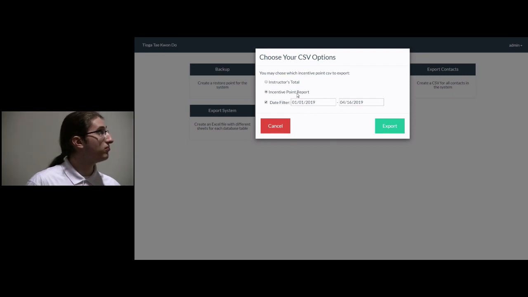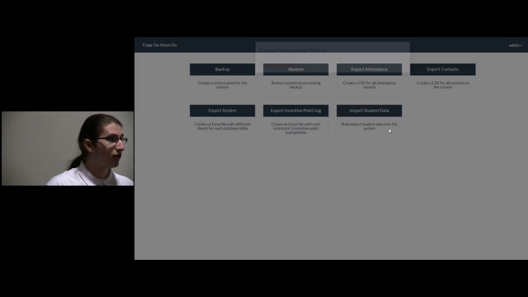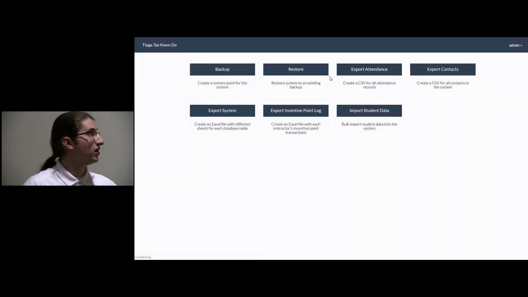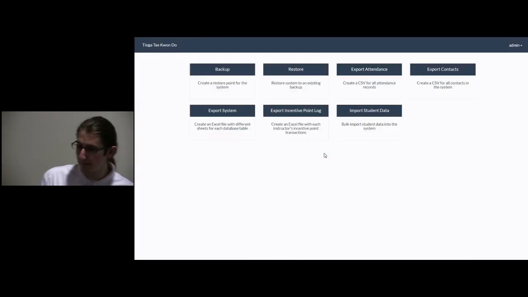Also, I can print the entire log as a report, and this will give a step-by-step action of what the redeems and additions and subtractions were, where they came from, etc., for all the student instructors in that class period.